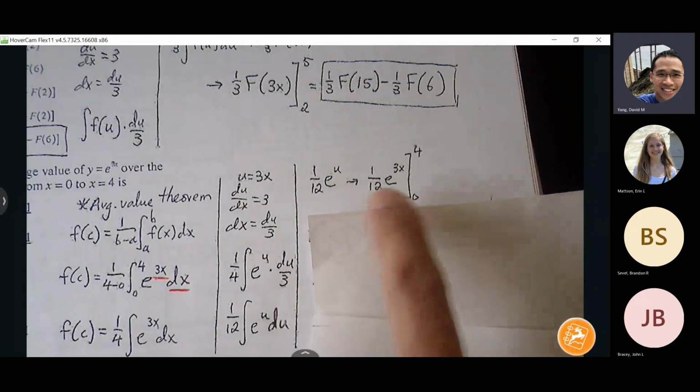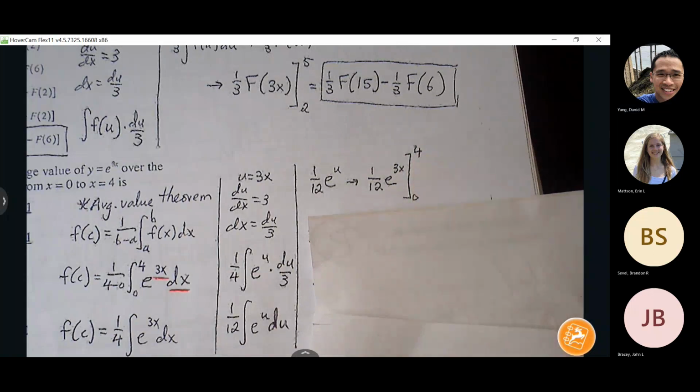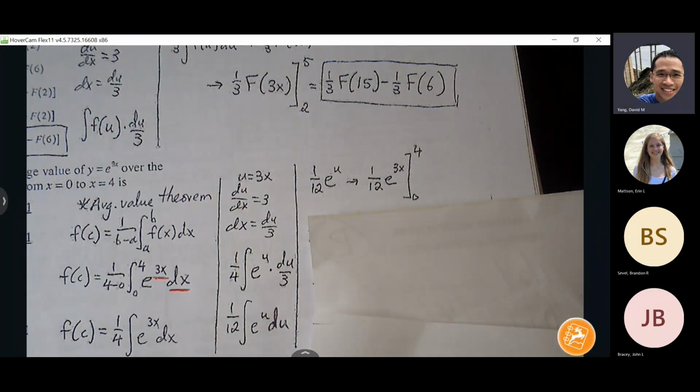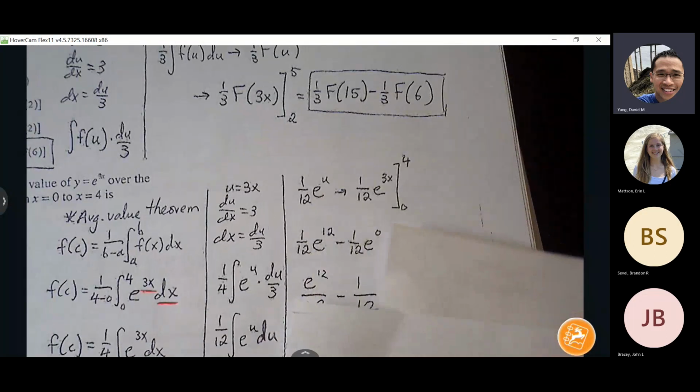I'm going to bring back my original variable, and that way I can use my original bounds. Okay, upper bound first, minus, then lower bound. Careful with zeros. I think the tendency, if we're not careful, is to always associate 0 with wiping everything out. But in this case, the 0 is an exponent, so e to the 0 is still a 1. So there's going to be some leftover there.